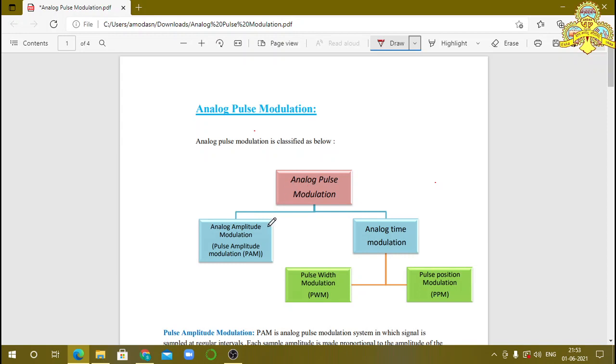That's one is analog amplitude modulation PAM, that is pulse amplitude modulation, and the second one is analog time modulation. This analog time modulation is again divided into two parts. One is pulse width modulation PWM and another one is pulse position modulation PPM.